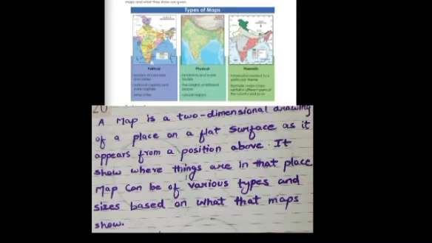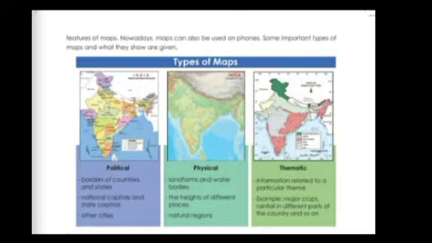It shows where things are in that place. Maps can be of various types and sizes based on what the map shows. Different colors are also used to highlight the different features of maps. Nowadays, maps can be used on phones. Some important types of maps and what they show, let us discuss in this chapter.